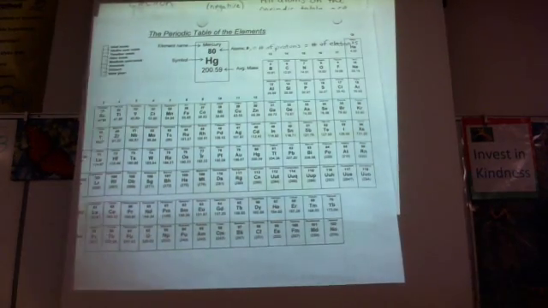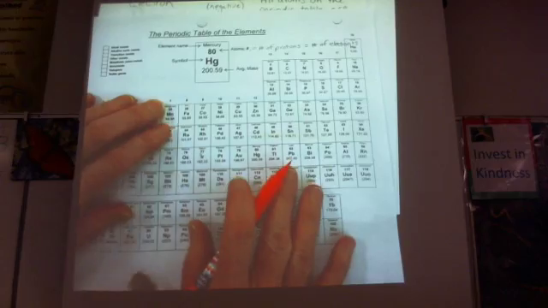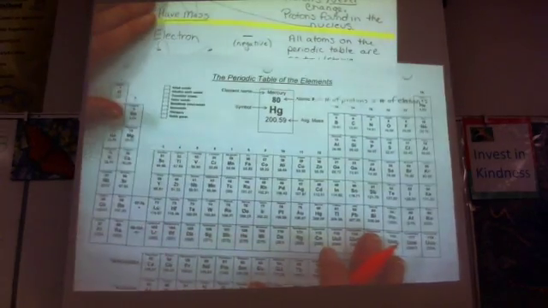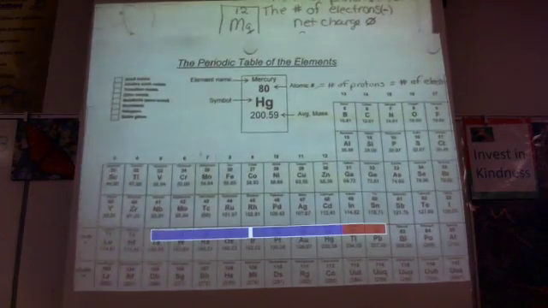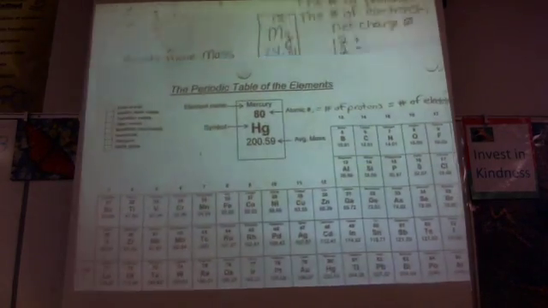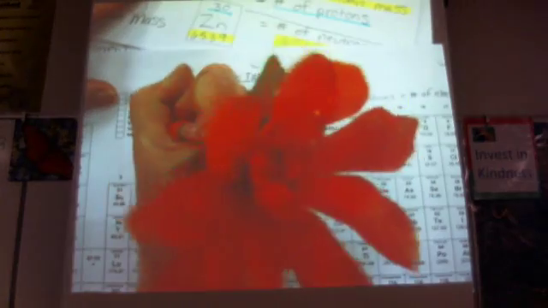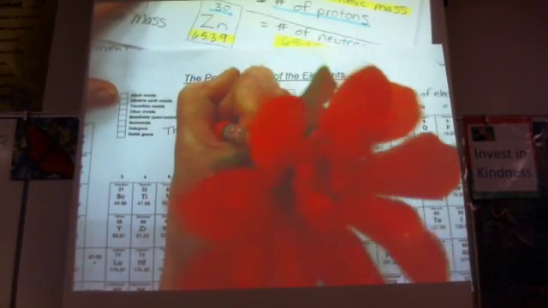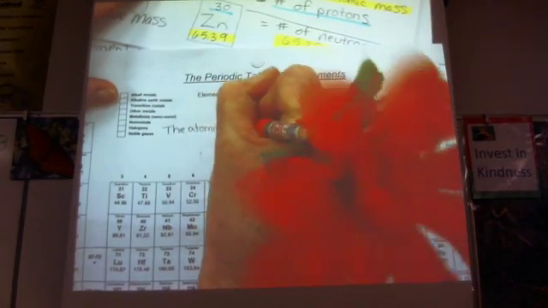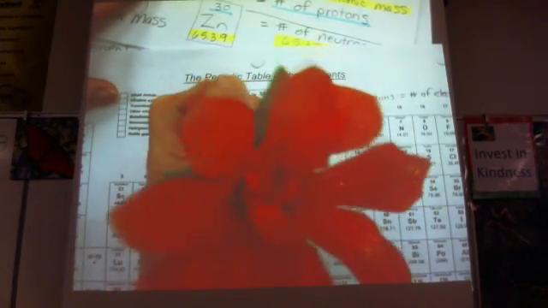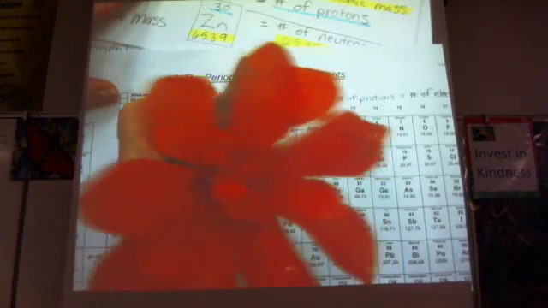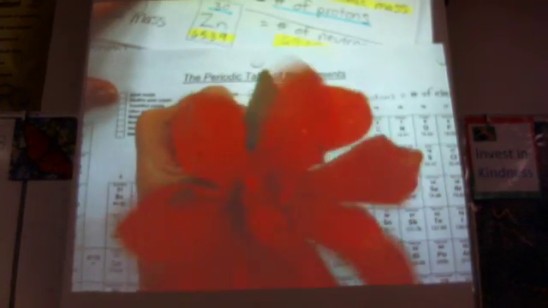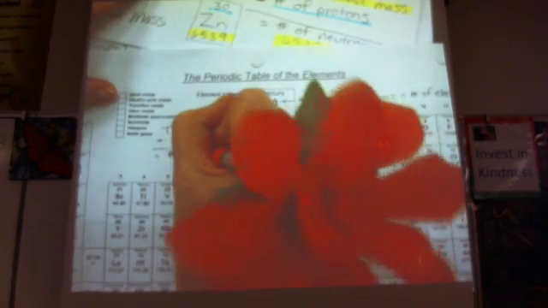Okay, one thing that we're going to do is go over how to do some of the problems on your homework. But before we do, there's one more thing I want to add to your periodic table. So we're going to add that formula for finding the number of neutrons. So over here, let's do that. We take the atomic mass minus the number of protons, and that's going to give us the number of neutrons. That way you have everything there.